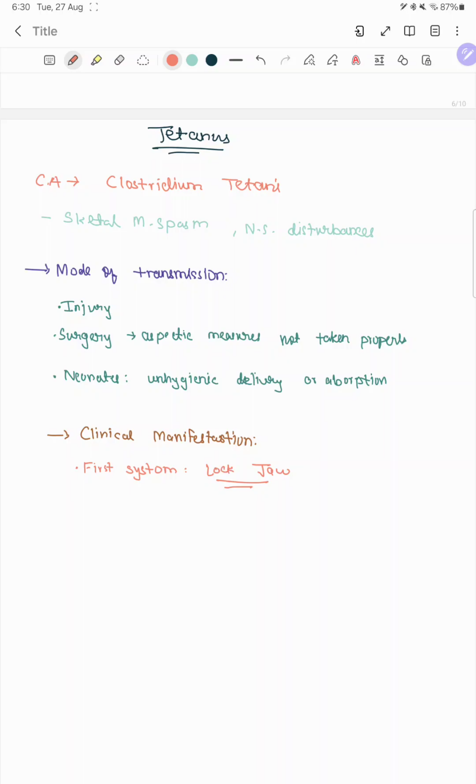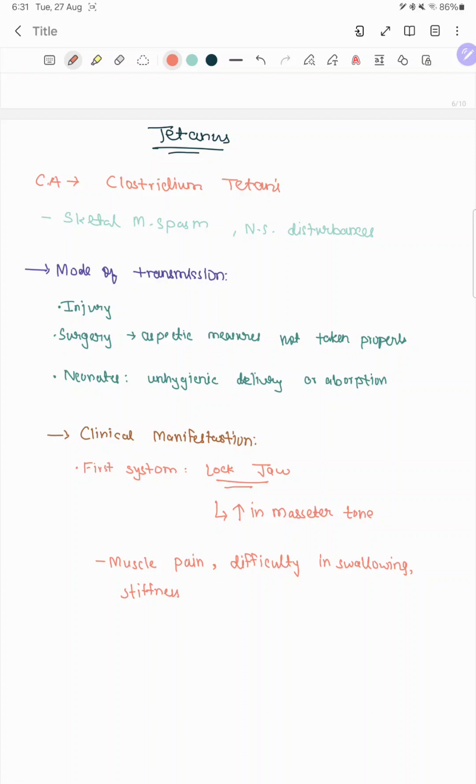What is the cause of lockjaw? An increase in the masseter tone, which leads to lockjaw. After lockjaw, the other symptoms which are seen are muscle pain, then difficulty in swallowing, and stiffness.